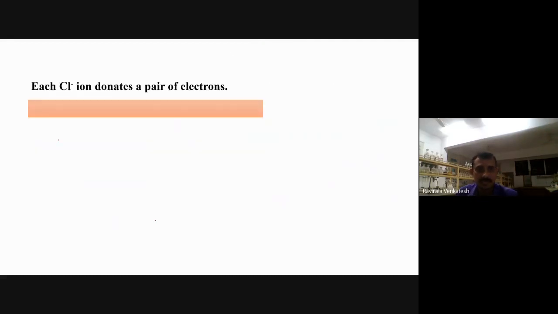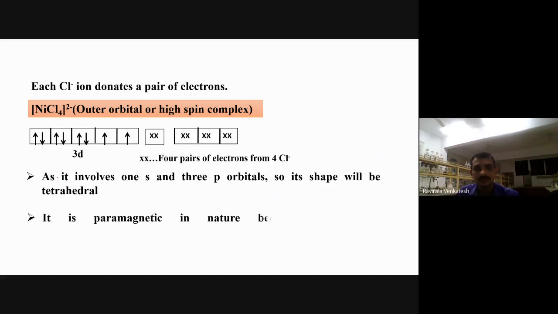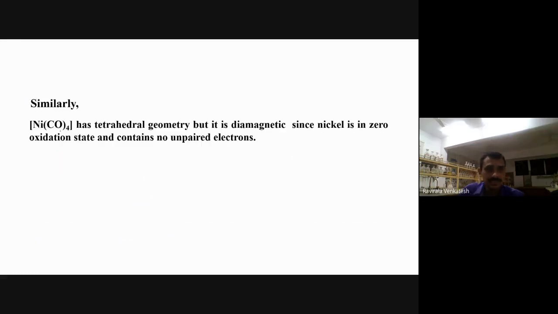Now write down here: this is the outer orbital high spin complex compound. Everything we already discussed. Two unpaired electrons are there, so definitely it is paramagnetic in nature. Right? Now let me take the next one, nickel tetracarbonyl. In this case, what is the oxidation state of nickel, anybody?